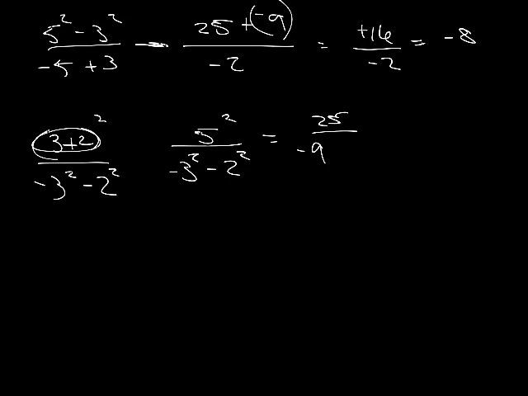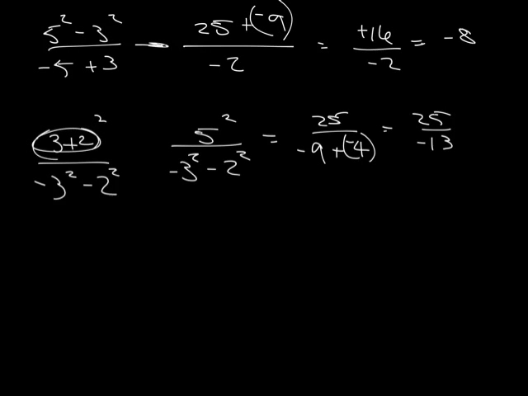3 times 3 is 9. 2 times 2 is 4. And again, they're not in parentheses, so the negatives are not part of that. They just stay on there. So I make that a negative positive. And I combine 25 over negative 9 plus negative 4. Signs are the same, so I add them. Put the sign on there, negative 25 over 13.